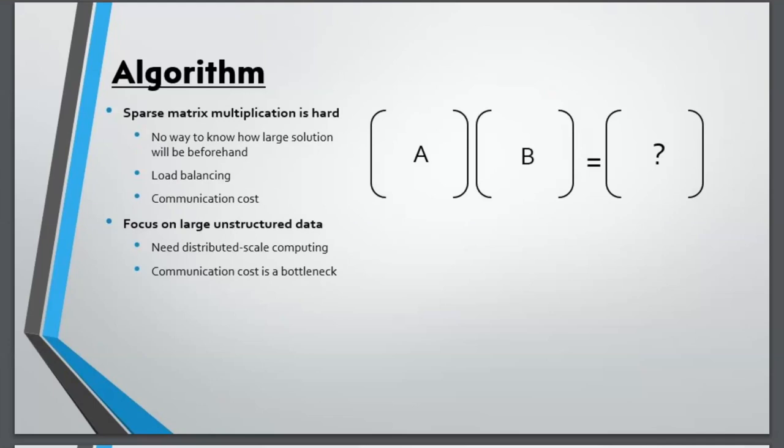So yeah, matrix multiplication is difficult. Multiplying dense matrices is not reasonable for data sets of any particularly large size due to its n cubed complexity. So we focus on sparse matrices, but even that's still really difficult for a number of reasons. There's no way to know how large the solution is going to be before you start working. For example, two sparse matrices could multiply to give a dense matrix at worst, or just a very large matrix, even larger than either of the inputs at best.